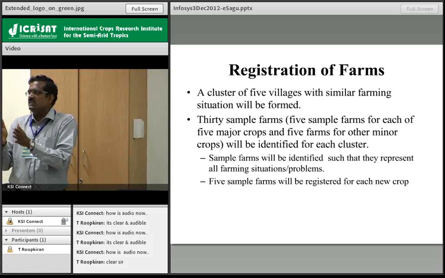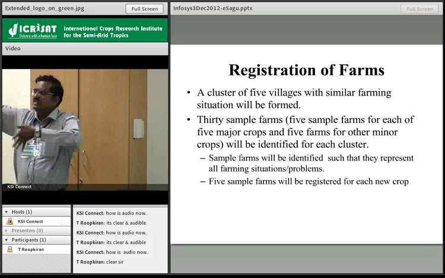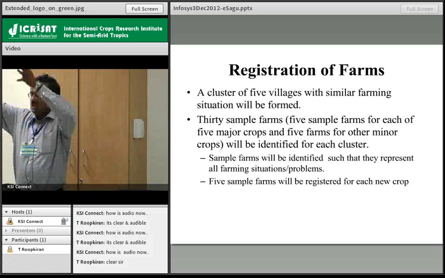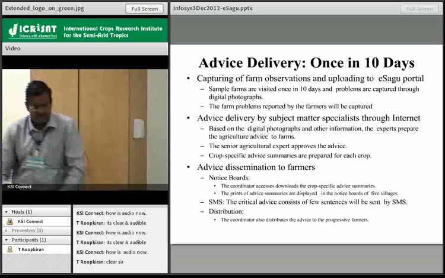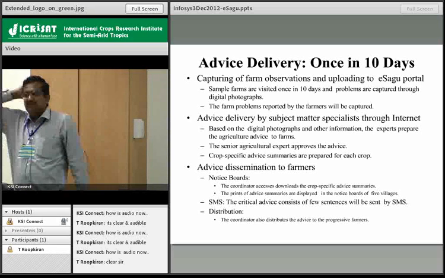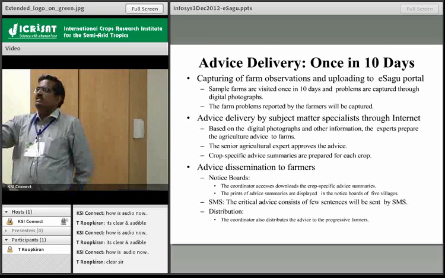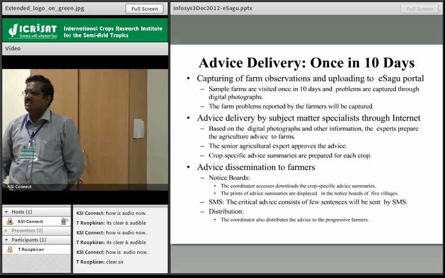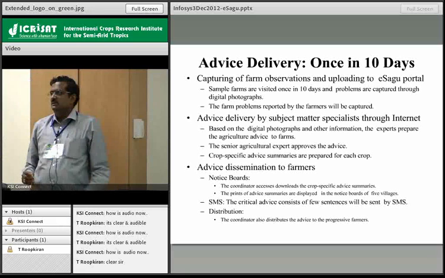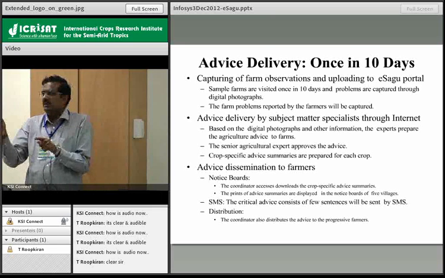The coordinator visits these farms at regular intervals, takes photographs, and we prepare advice sheets: a cotton sheet, a rice sheet, a red gram sheet. We put notice boards in the villages and place these sheets there. Once in 10 days these sheets will be changed. If I am a farmer, most probably I am facing a similar problem. I will copy the advice and follow it.